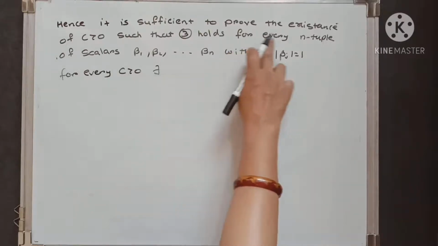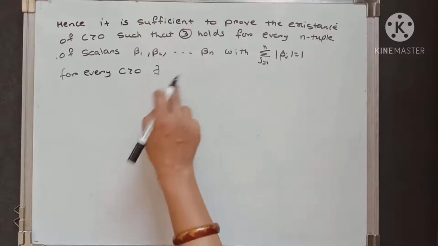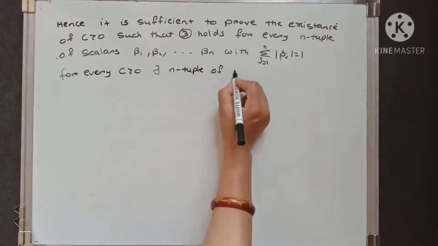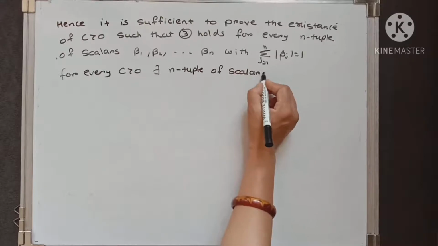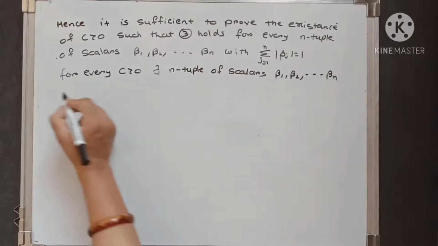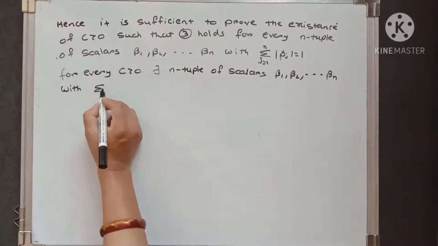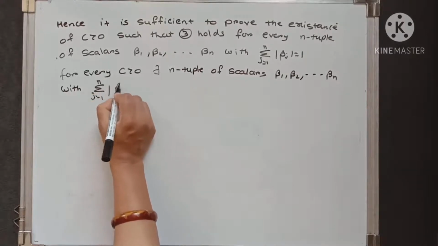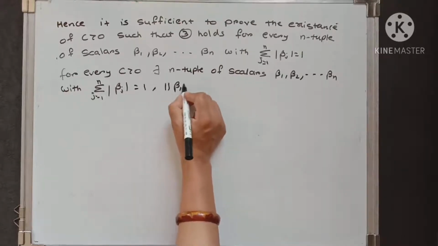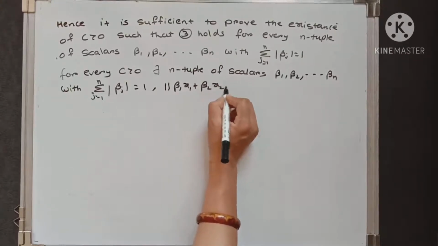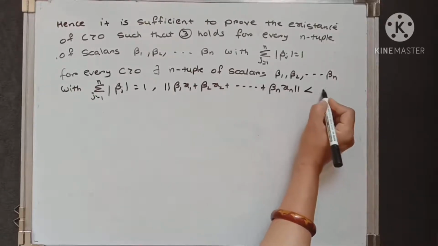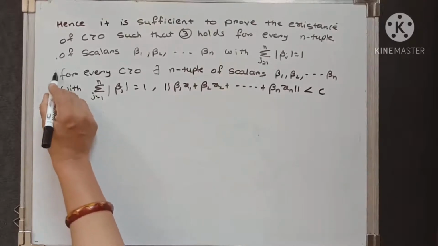there exists an n tuple of scalars beta 1, beta 2 up to beta n, with summation j from 1 to n of mod of beta j equals 1, and norm of beta 1 x1 plus beta 2 x2 up to beta n xn is less than c. That is our assumption.